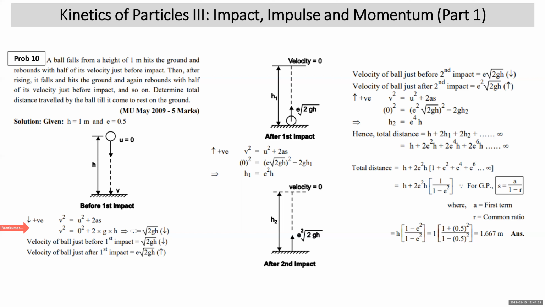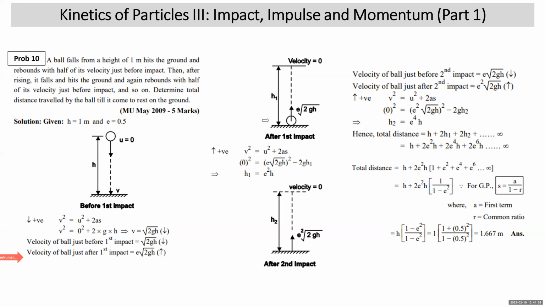So V, the velocity of the ball just before impact, is under root 2gh. The velocity of the ball just before first impact is under root 2gh downward. The velocity of the ball just after first impact is e times under root 2gh. Right? Now we'll calculate the distance.